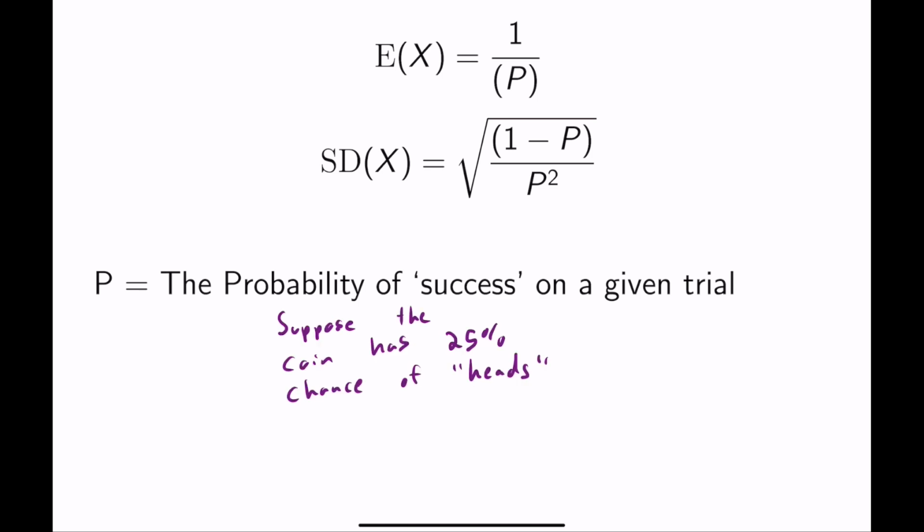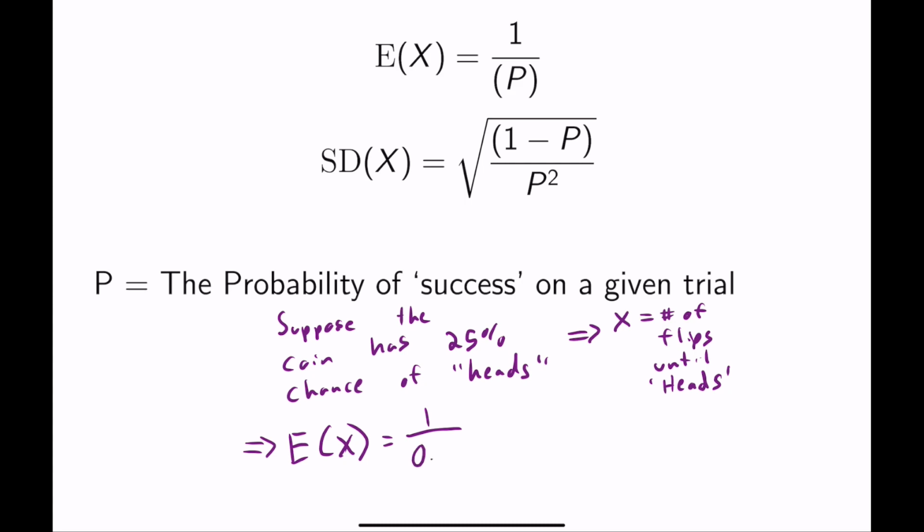So suppose a coin has a 25% chance of heads. We're going to count the number of trials until we see our first heads. Well, the expected number of times we're going to have to flip this coin, the expected value of x, is 1 over the probability of success, which is a fairly intuitive result, I think, that if a coin has a 25% chance to land on heads, then on average you expect to need to flip it 4 times in order to obtain your first heads. The smaller the probability of a success, the more trials you expect until you get your first success.